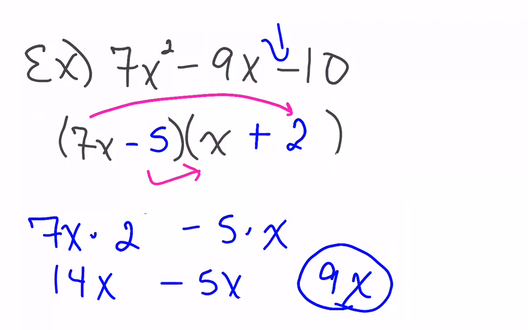Well, that just means that we needed to change our signs. So we have the minus on the first group and a plus on the second group. We just need to swap those. So the plus needs to go here and the minus here, so that we would get negative 14 and a positive 5 gives us the negative 9x.